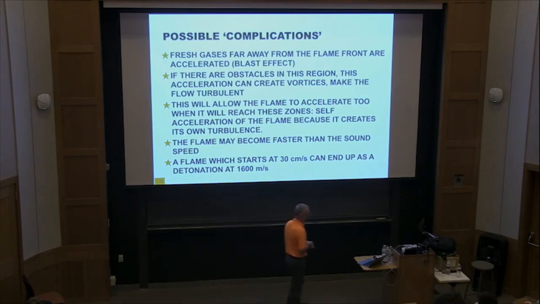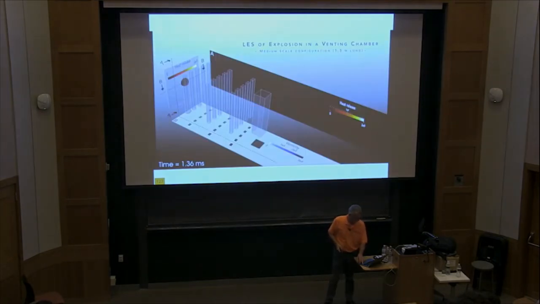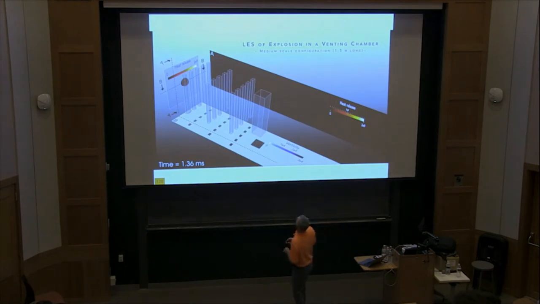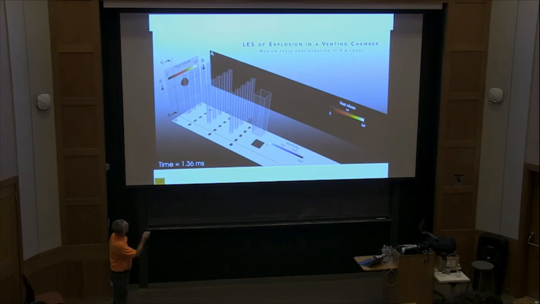You can start from a flame at 30 centimeters per second and finish at 2 kilometers per second. In other words, if you have the choice tomorrow and you need to ignite a flame, don't ignite it near a wall, okay? Ignite it so that the flame goes to the wall, not away from the wall. This situation is much less dangerous. So an example of simulation, this one is a big one. I think this is a 2 billion point simulation of a box where we do what we shouldn't do. That means there's a wall here, there are walls on the side, and we ignite a flame here, and there are obstacles. And you will see that when the flame grows, initially it's a laminar flame, very quiet, very small.